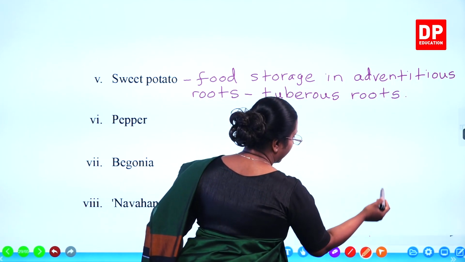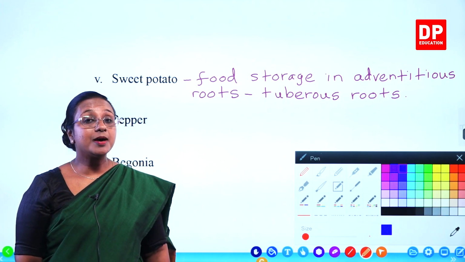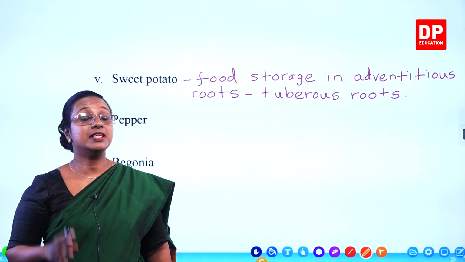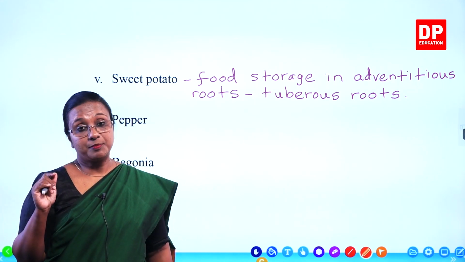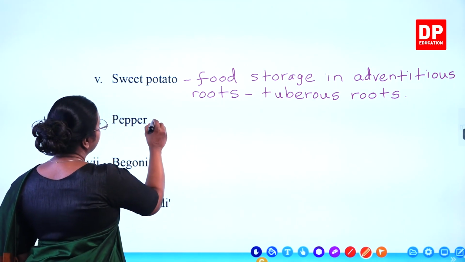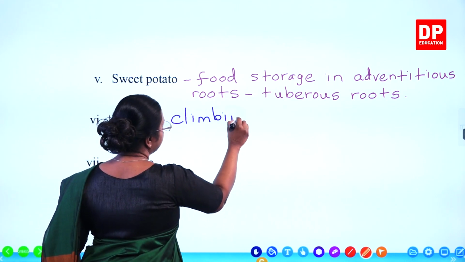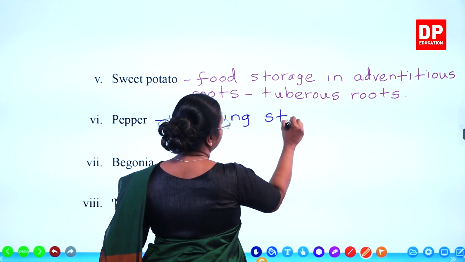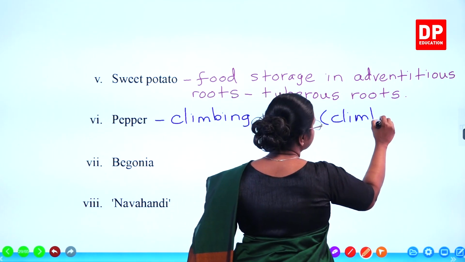What is the next one? Next one is pepper. Now, what is the adaptation of pepper? It has a very thin stem and it grows around the support. So, it is a climbing stem. Climbing stem, or in other words, we call them as climbers.